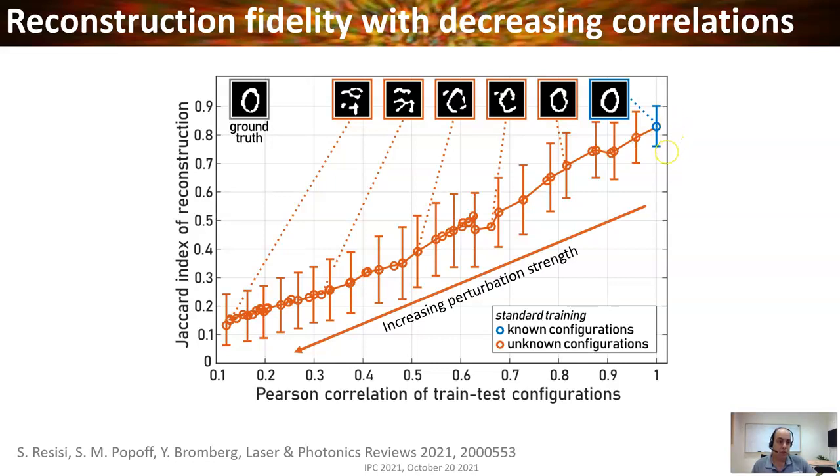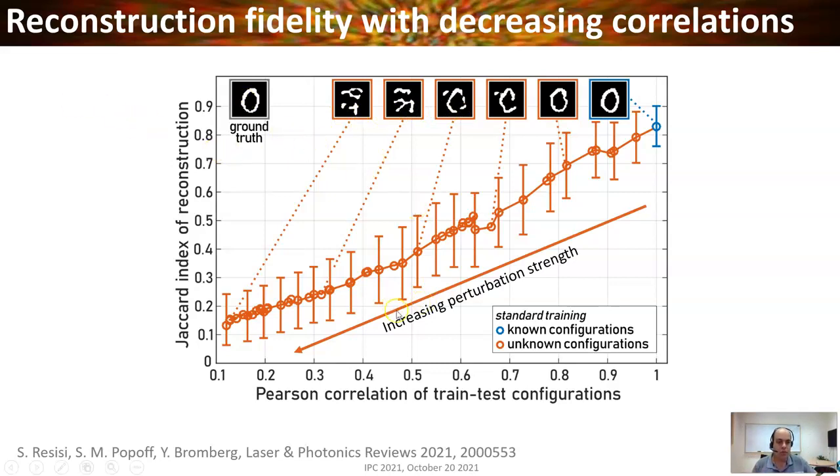Next, we created multiple other fiber configurations by perturbing the fiber with our piezoelectric actuators. So the correlation with the training set got smaller and smaller as we applied stronger and stronger deformations to the fiber. As we go on this graph from right to left, we apply stronger deformations with the piezos, and therefore the reconstruction fidelity goes down, as indicated by the Jaccard index that goes down, and also in these few examples showing the reconstruction of the digit 0, the reconstruction gets lower and lower. All these examples should be compared to the ground truth shown here.